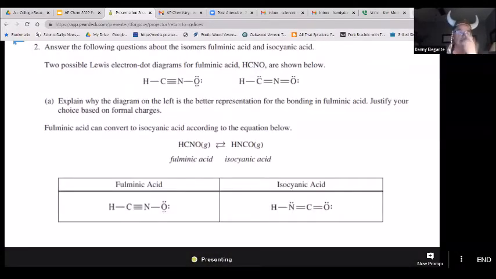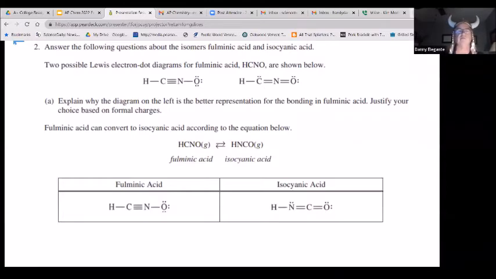Here was another one that was a little rough. Number two was a little rough. Again, here's some Lewis structures, but they're giving you the Lewis structures this time. Explain why the diagram on the left is a better representation than the diagram on the right. Justify your choice based on formal charge. So hear that justify word again? Justify means claim, evidence, reasoning. The claim is already given to you. The diagram on the left is better than the one on the right. That's the claim, okay?